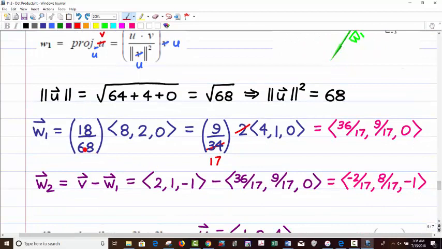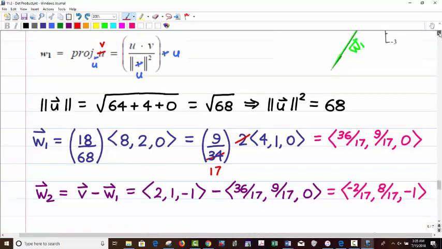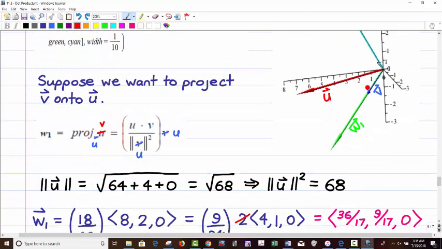Yeah, so it was 18 over 68, which reduces to 9 over 34, and then it reduced again. But basically, 9 over 36 is 1/4. So I'm going to say it's a little bit bigger than 1/4. Let's see how that looks according to the picture. Yeah, if you brought this up and over here, it'd be a little more than 1/4 along the way to u.